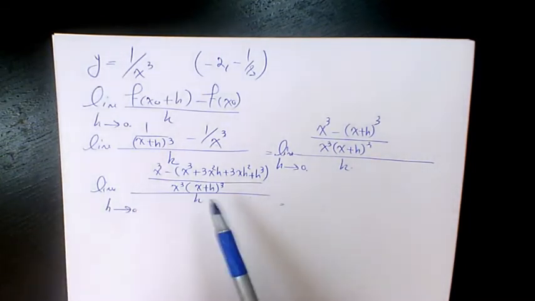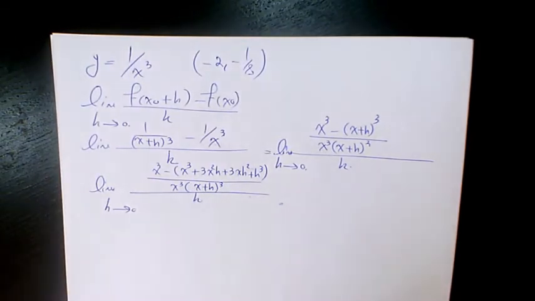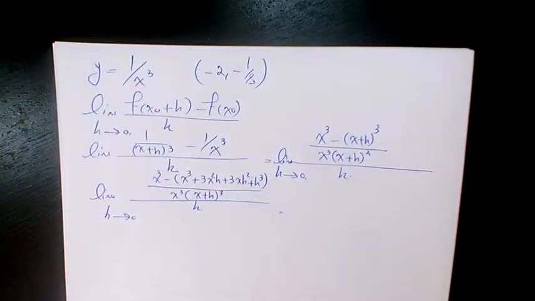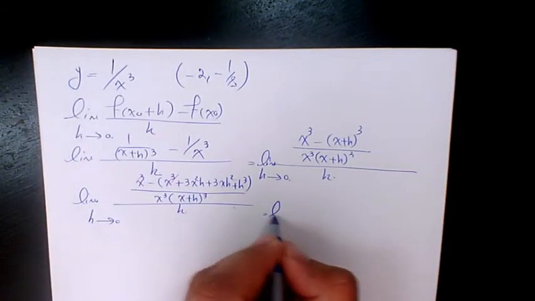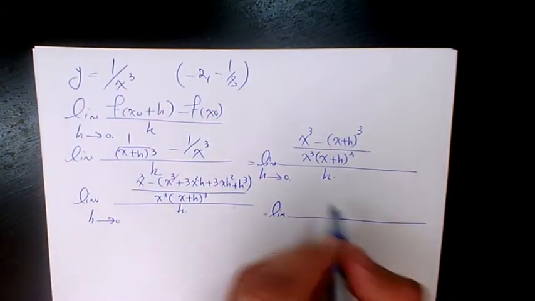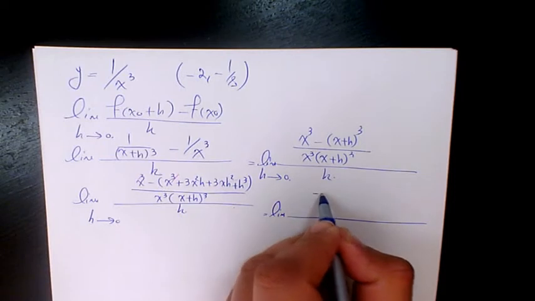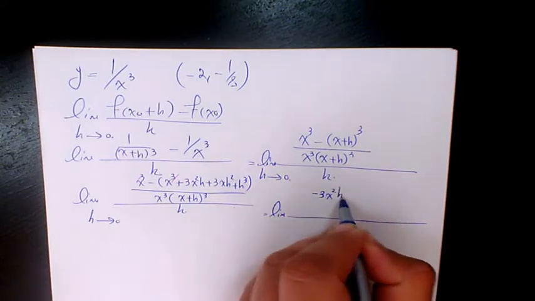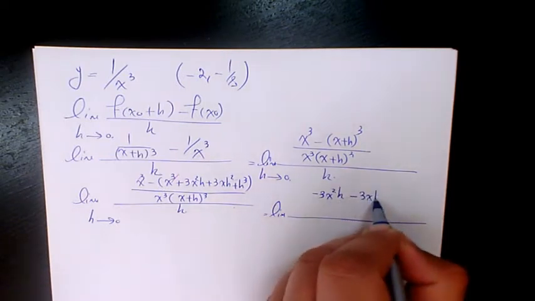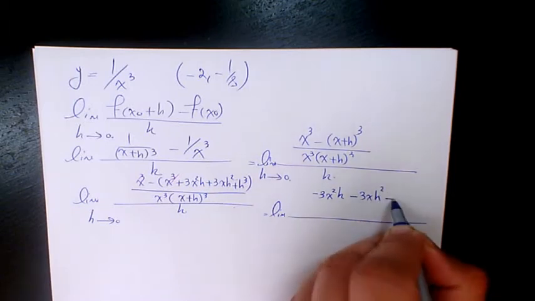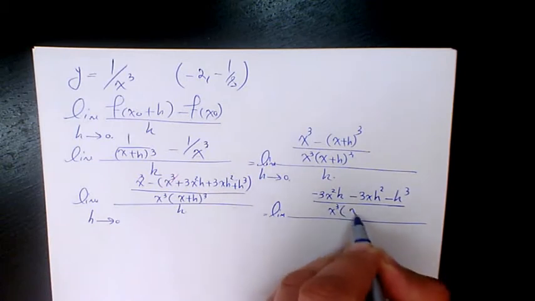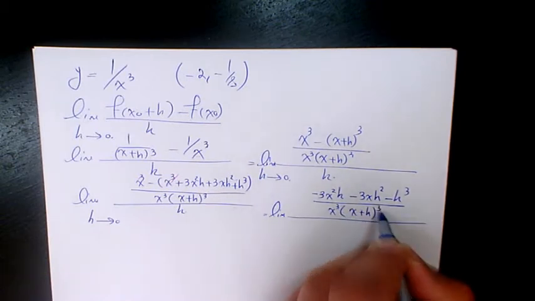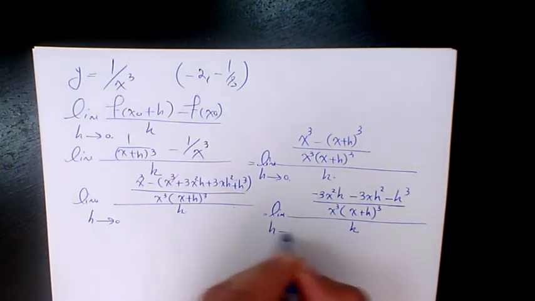Now it's time to simplify it. X cubed and negative x cubed cancel out, and we're going to end up having limit of -3x squared h minus 3xh squared minus h cubed divided by x cubed times (x plus h) cubed divided by h when h is approaching 0.